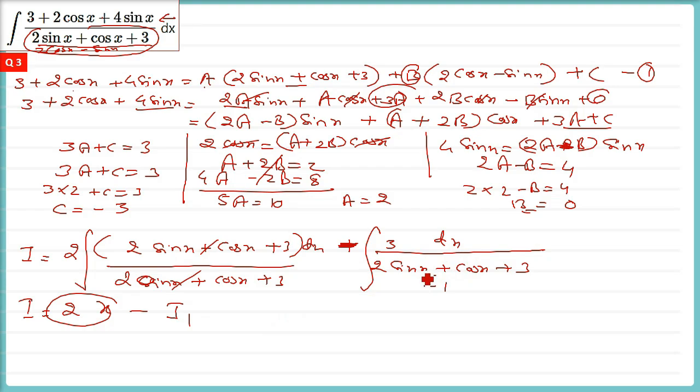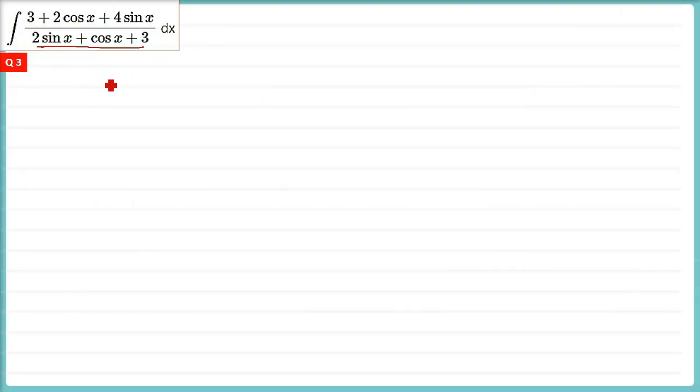There is a 3 also. Let me include 3 also. So we just have to integrate dx divided by 2 sin x plus cos x plus 3, and that has to be included in this equation. That will be our final equation. So this integration has to be done.